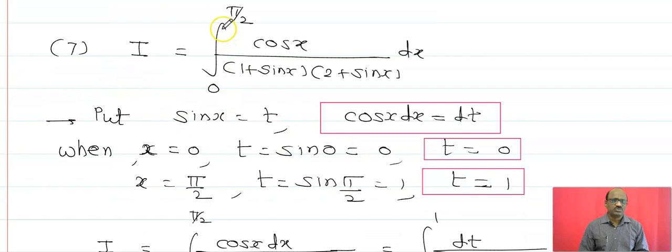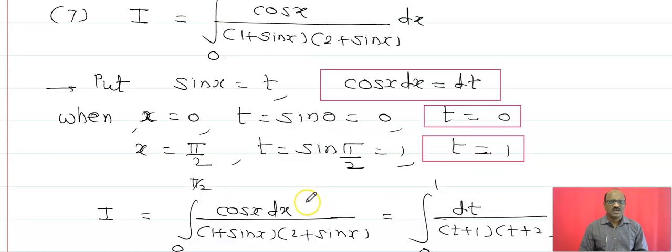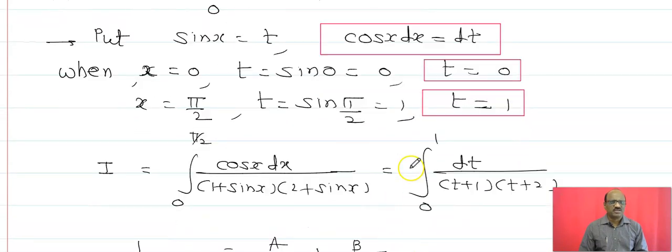I is equal to the integral from 0 to pi by 2 of cos x upon (1 plus sin x) into (2 plus sin x). Again, very simple. Substitution: sin x is equal to t, so cos x dx is equal to dt. Change the limits. When x is equal to 0, sin 0 is 0, therefore t is equal to 0. When x is equal to pi by 2, t is equal to sin pi by 2, which is 1. Lower limit is 0, upper limit is 1.